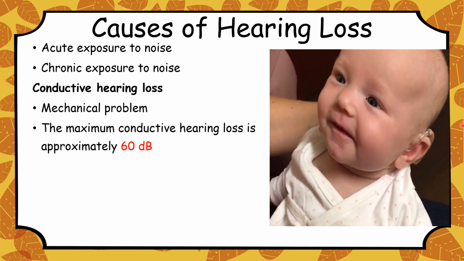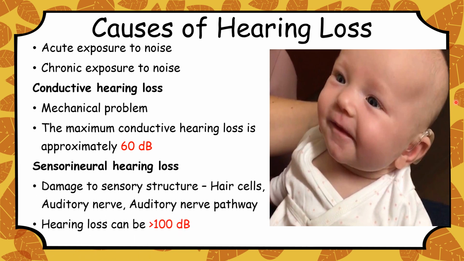The second type is sensorineural hearing loss. It is damage to the sensory structures, the hair cells, the auditory nerve, or anywhere in the auditory pathway. Here the hearing loss will be more than 100 decibels. This type of hearing loss results from lesions of the cochlea, that is the sensory type, or lesions of the eighth cranial nerve and its central connections, that is the neural type. So usually loss of hearing is complete here.